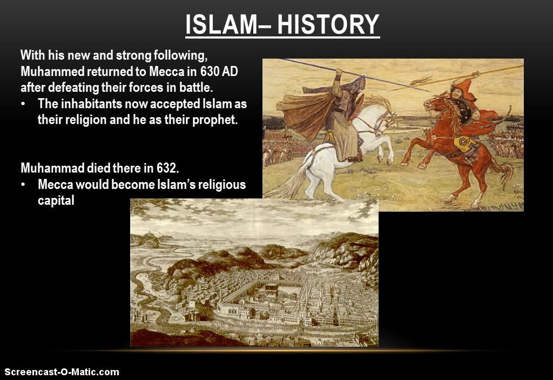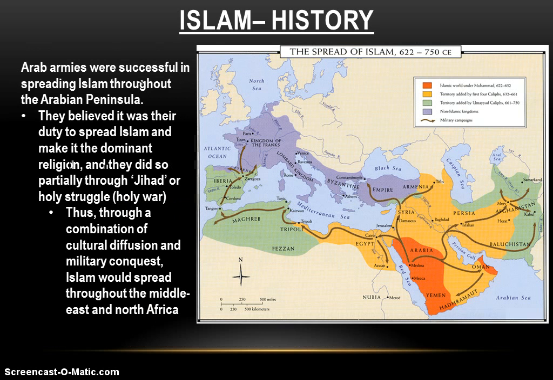And the inhabitants of the city are, of course, now more than happy to accept Islam as their religion and accept Muhammad as their prophet. And Mecca would become the religious capital of Islam. It would become the most important city in Islam, and it would be in this city in 632 AD, the city where Muhammad was originally born and raised, that he would eventually die. But Mecca would continue to be the most important city in Islam, as it still is today.